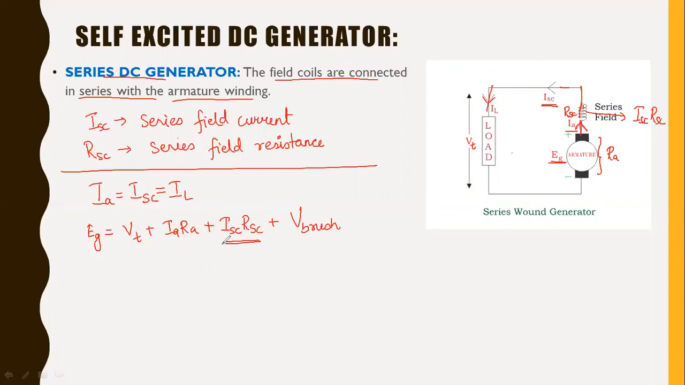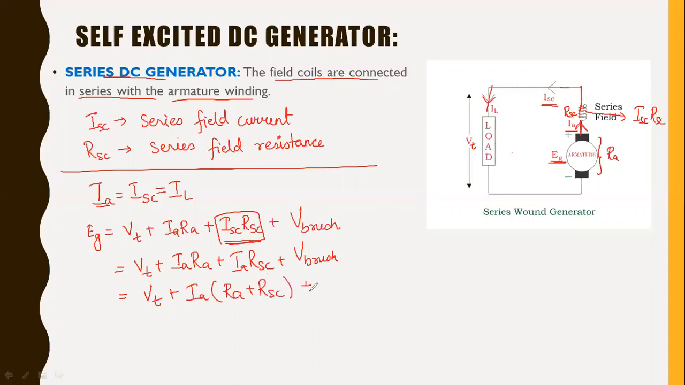Whereas here it is connected in series, so when current flows in the series field winding, there is a voltage drop across it. The same expression I can write as VT plus IA RA plus, since ISC is the same as IA, IA RSC plus V brush. Taking IA outside, this becomes EG equals VT plus IA into (RA plus RSC) plus V brush. This is the equation of generated voltage in a series DC generator. So that's all for today.